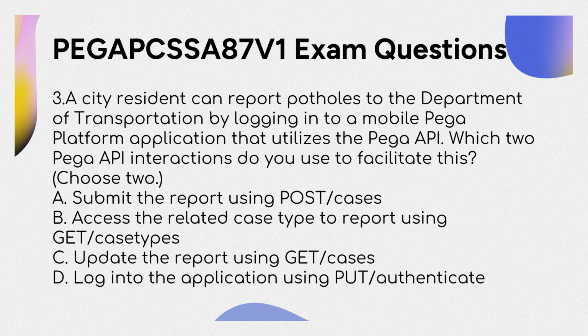3. A city resident can report potholes to the Department of Transportation by logging into a mobile Pega Platform application that utilizes the Pega API. Which two Pega API interactions do you use to facilitate this? Choose 2. A. Submit the report using post cases.